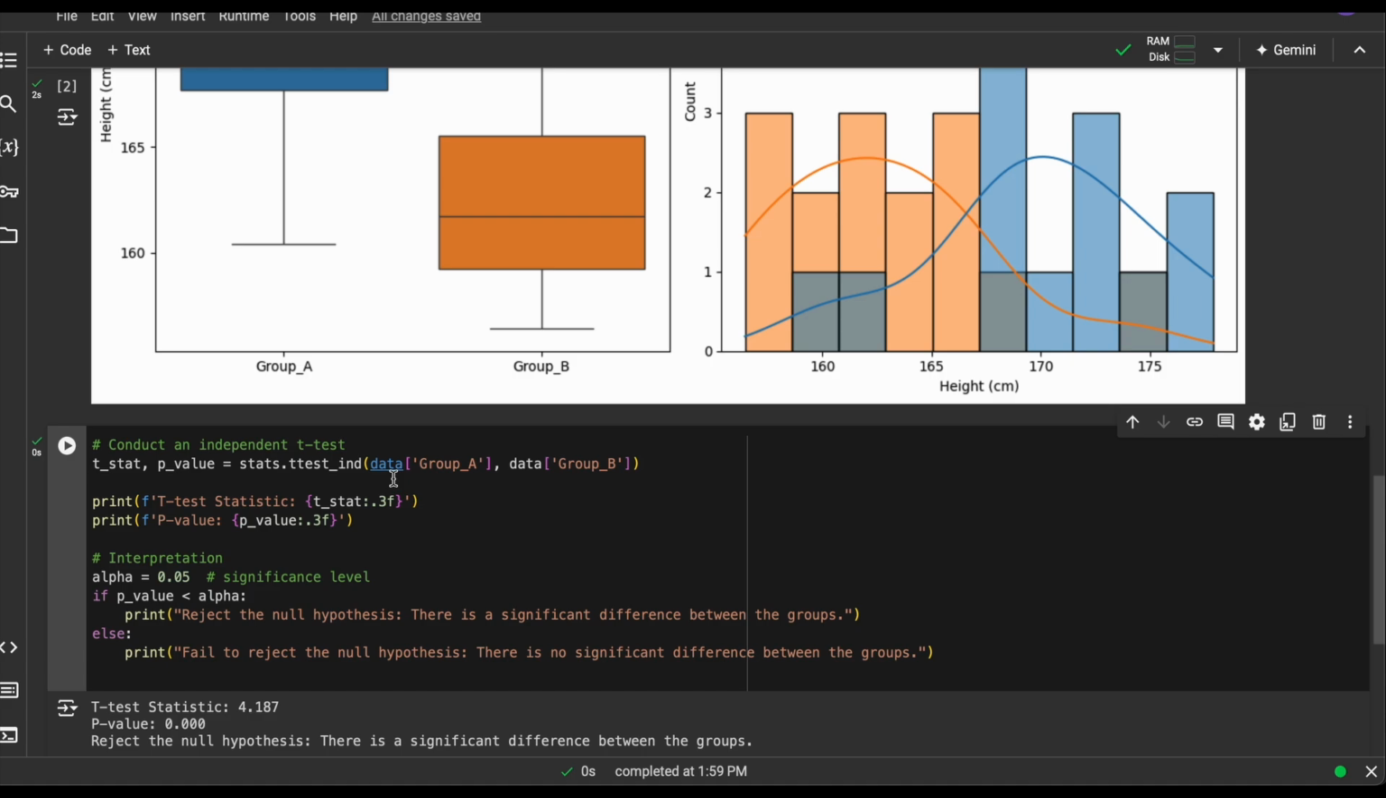There are a bunch more examples, like marketing campaign effectiveness, where we can use the t-test as well.